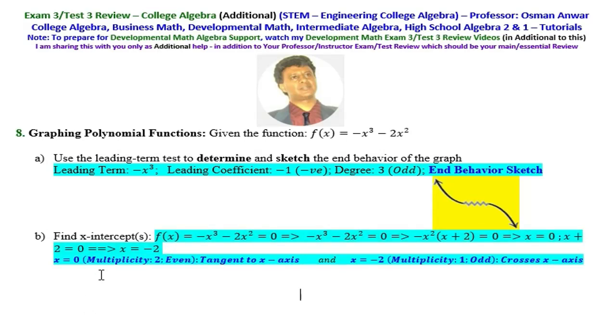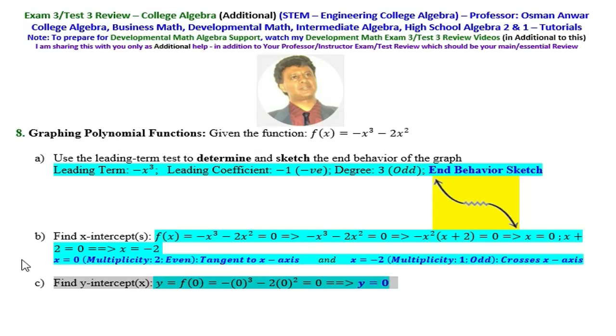So x equals 0, multiplicity is 2, that is even. That means this will not cross the x-axis, it will be tangent to the x-axis. And x equals minus 2, multiplicity is 1, which is odd, then this will cross the x-axis. Find the y-intercept. The y-intercept is f of 0, which is minus 0 cubed minus 2 times 0 squared, which is equal to 0. That means y equals 0 is the y-intercept.